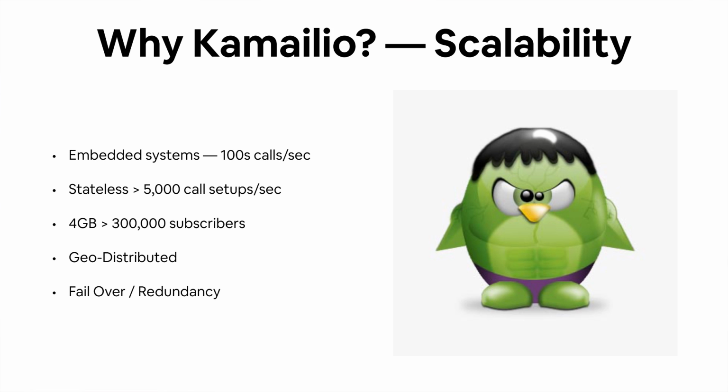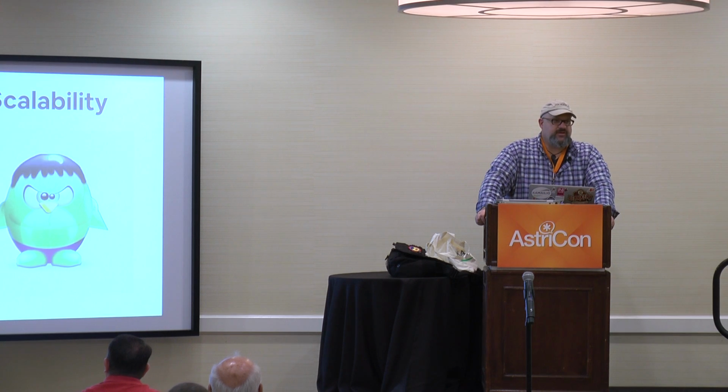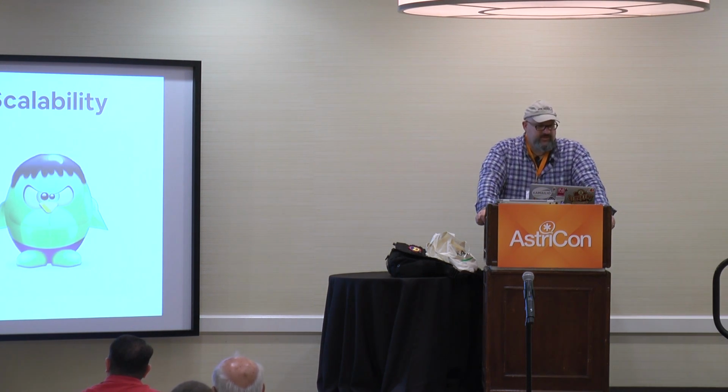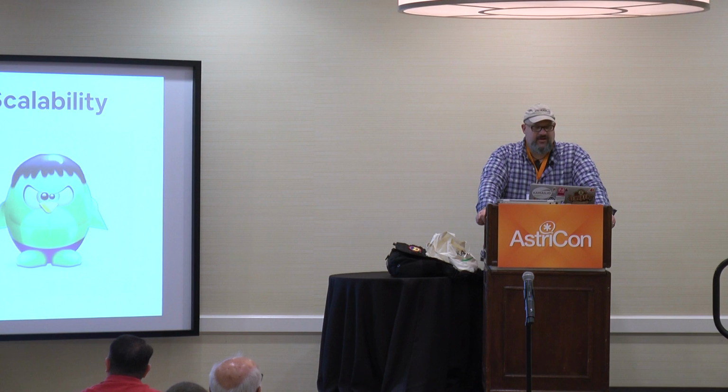So if you were running a small system, an embedded system, you could run hundreds of calls per second on Kamailio. It wouldn't be unheard of. If you're running stateless, 5,000 call setups per second wouldn't be out of the world. So I mean, that's a little bit more than you're probably doing with a single Asterisk box. If you had 4 gigs of RAM, we'd expect you to handle about 300,000 subscribers or so. Okay, so 300,000 endpoints or, you know, different nodes of the same endpoint, that kind of stuff.